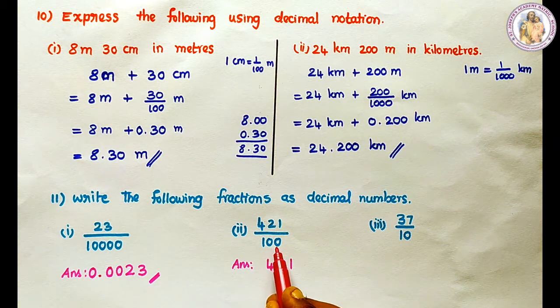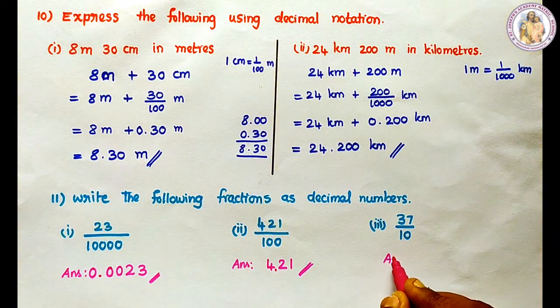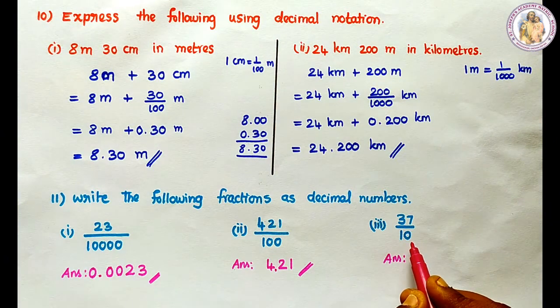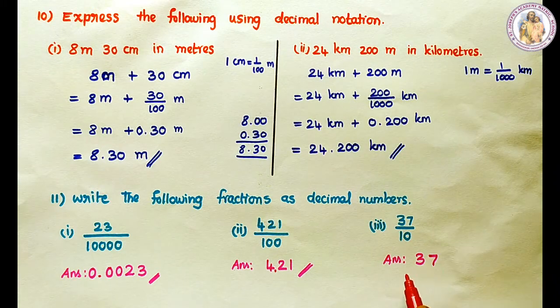Listen, before 2 digits, because 100 is here, so before 2 digits we have to keep the point, means 4.21 is the answer. Next one, 37 by 10. Write down 37. Here 10 only in denominator. There is 1 zero, so 1 digit before we have to keep the point. 7 only. Before that we keep the point. So 3.7 is the answer.